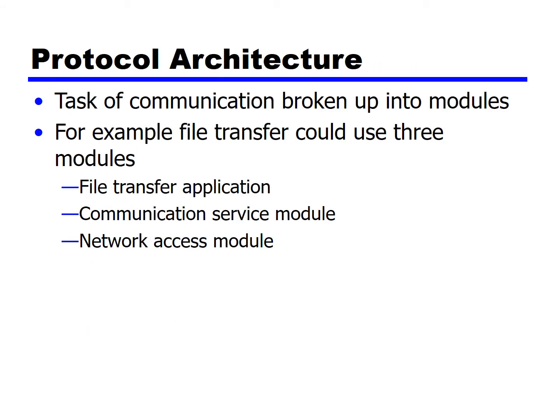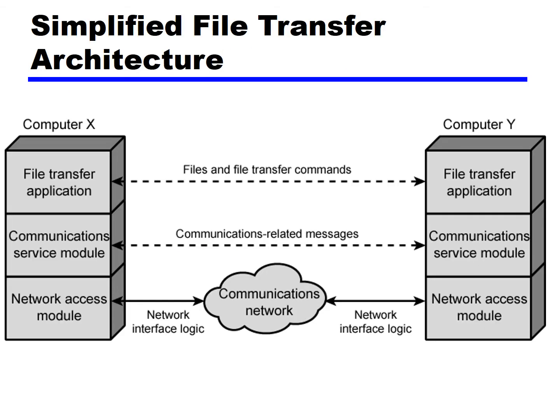Protocol architectures. First, the task of communication is broken up into modules. Number 2, for example, file transfer could use 3 modules. What are the 3 modules? File transfer application, communication service module, network access module. Simplified file transfer architecture.